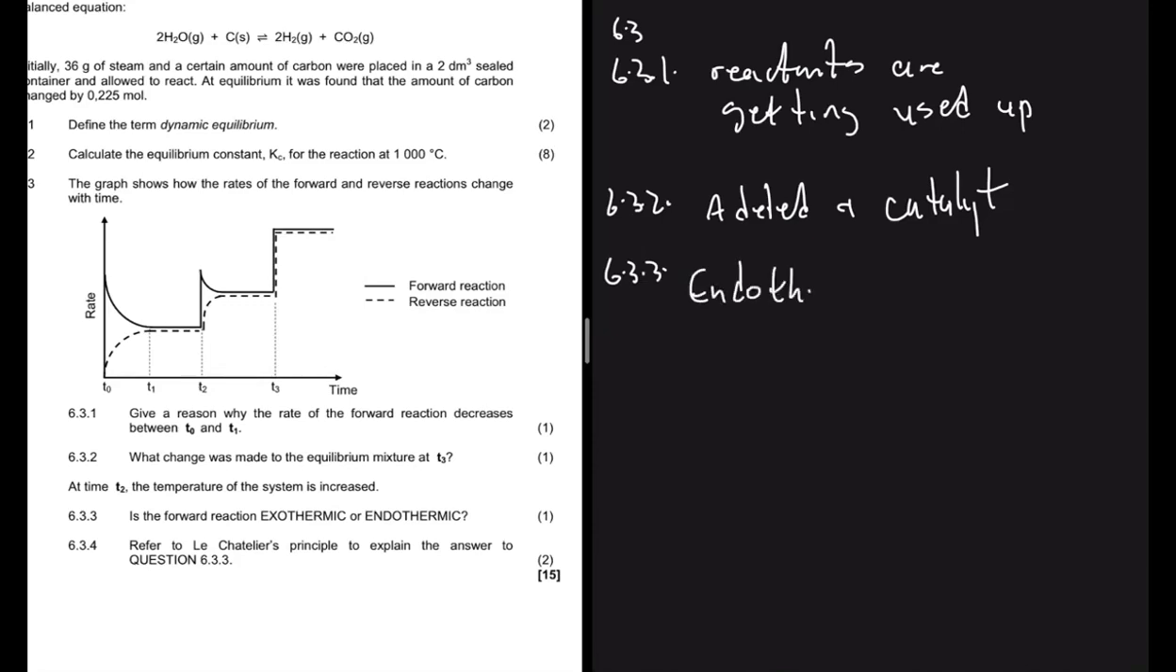Why are we saying it's endothermic? We're saying it's endothermic because it was favored by an increase in temperature, and that's only true for an endothermic reaction. And then 6.3.4 says, refer to Le Chatelier's principle to explain the answer to 6.3.3. That's what we just explained. The forward reaction is favored, and an increase in temperature only favors an endothermic reaction.